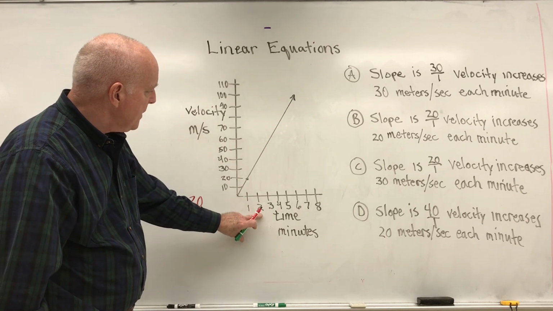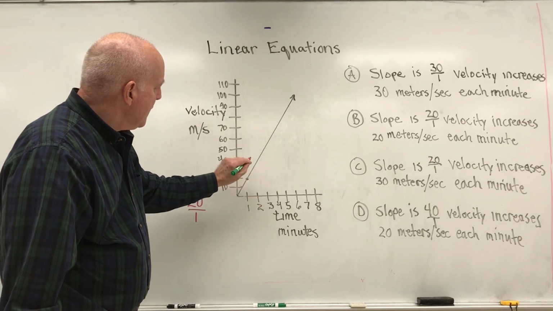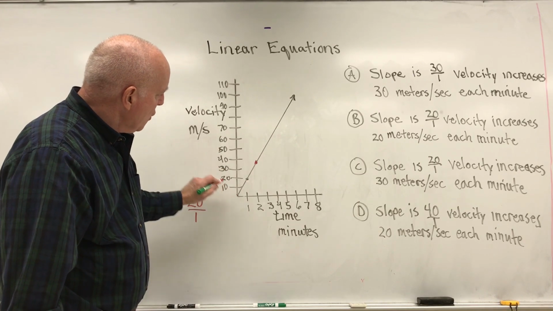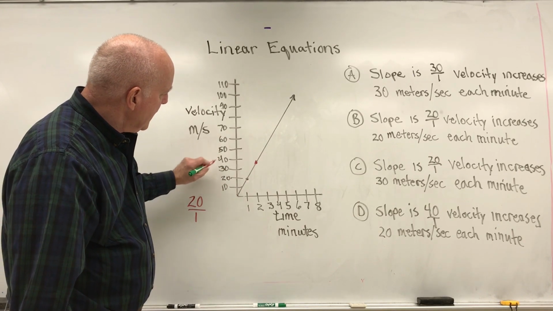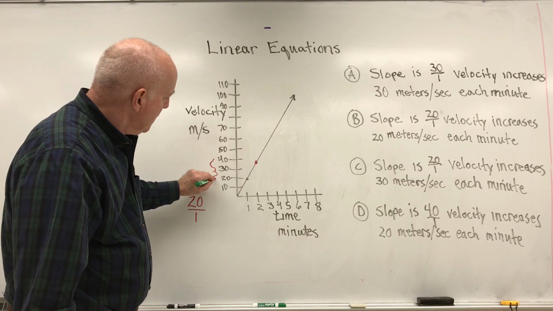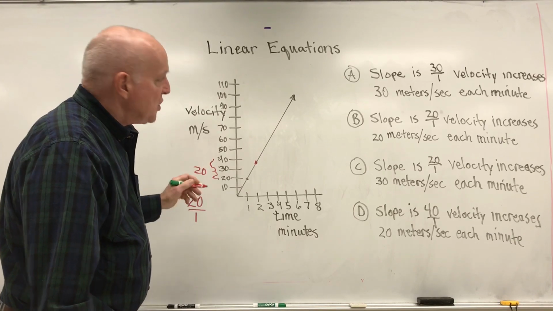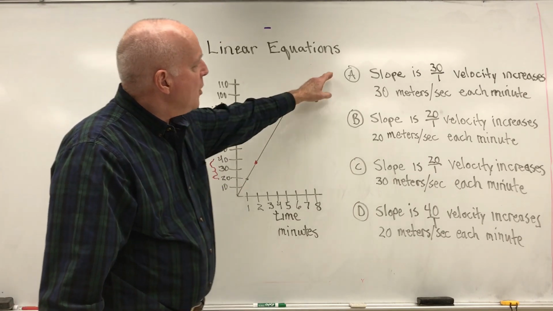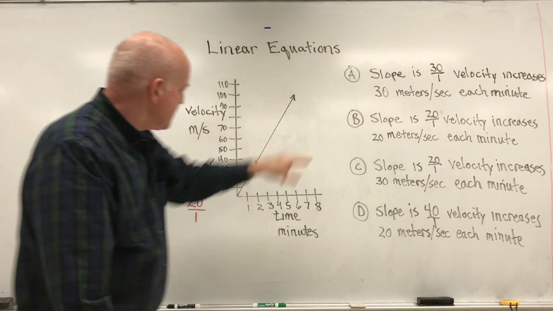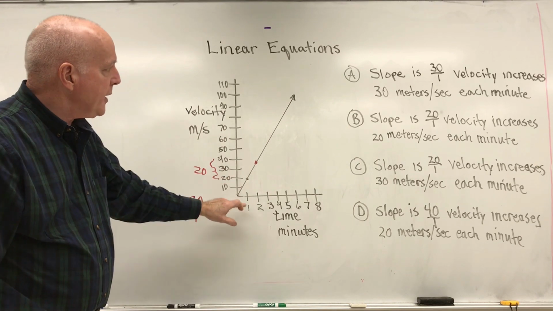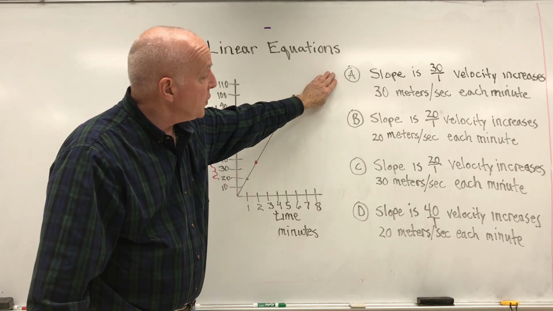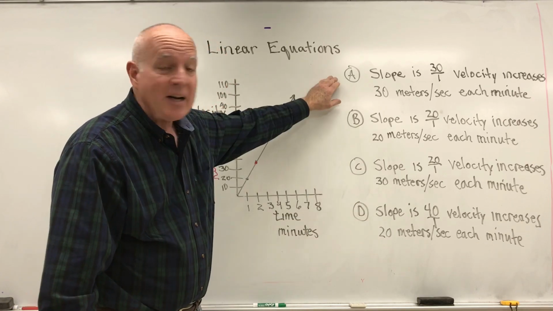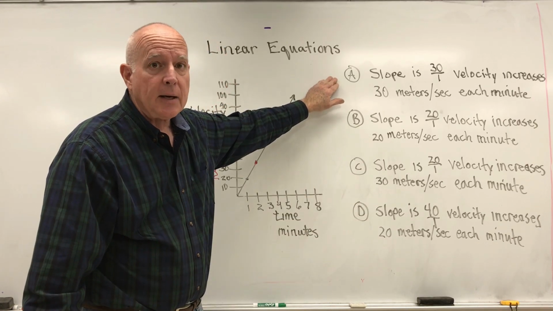Let's look at the second minute. We go to the second minute and we're at 40 meters per second. So we went from 20 to 40. That's an increase of 20. So let's look at the statements and decide which one is correct. The slope is 30 to 1. Well, that's not what we measured. We saw it was 20 to 1. So we can throw out 30 to 1, and we can throw out 40 to 1 because both of those are incorrect responses at the very beginning.